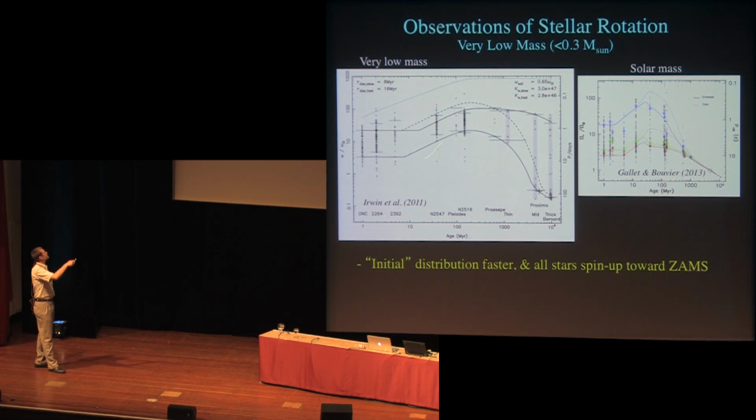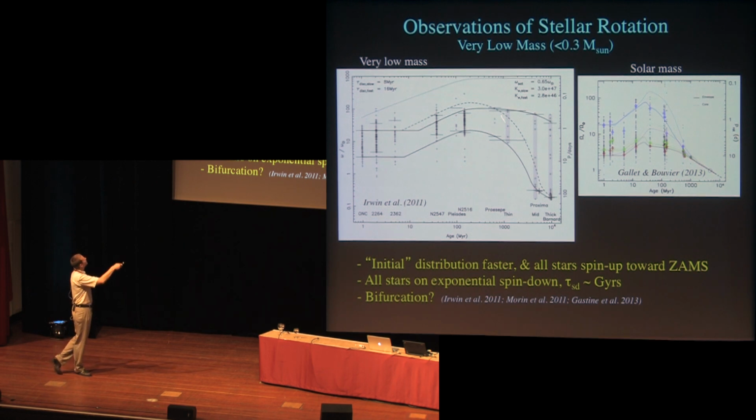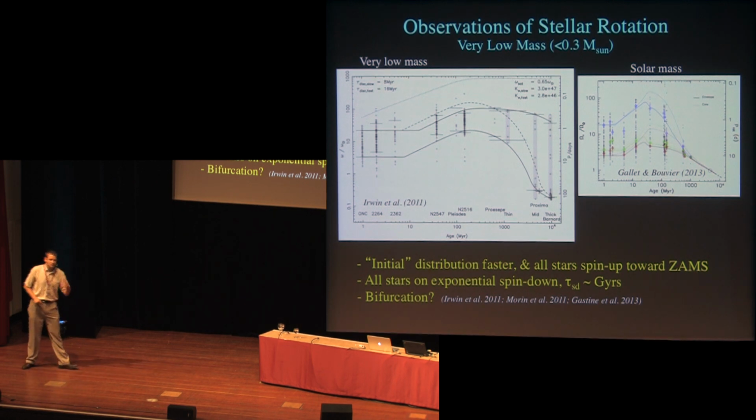One thing that's interesting is we see as these spin up to the ZAMS, the distribution doesn't seem to broaden like it did for the higher mass stars. So the fast and slow rotators spin up together. Also, the spin-down timescales here for both fast and slow rotators seem to be, again, something like an exponential. And in fact, all these stars are in the saturated regime.